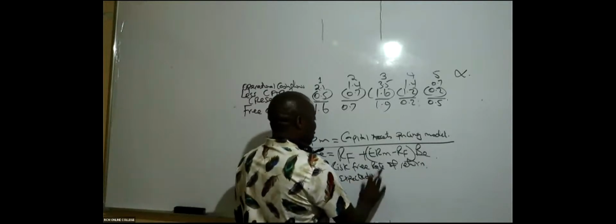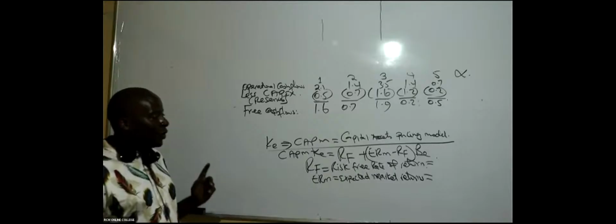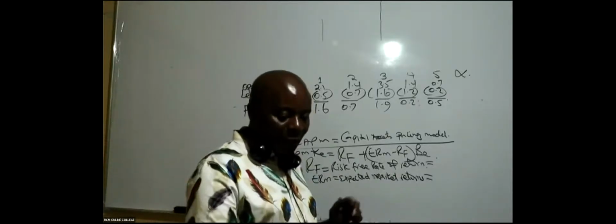Yeah. So CAPM cost of equity is risk-free rate of return plus ERM minus RF times BE. So this RF stands for what here? Risk-free rate of return. ERM stands for expected market returns. Is there somebody who is able to see the risk-free rate of return in this question? Yes, it's 8%. Is there somebody who is able to see the expected market returns? Expected market returns, 13%. It's given in note number 2, expected return of the market portfolio, 13%.